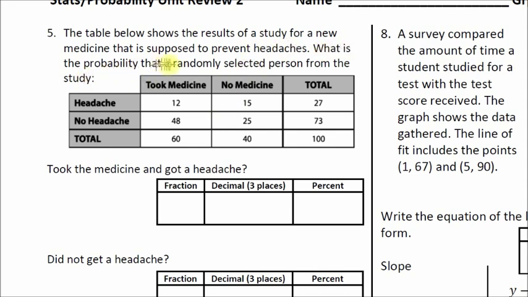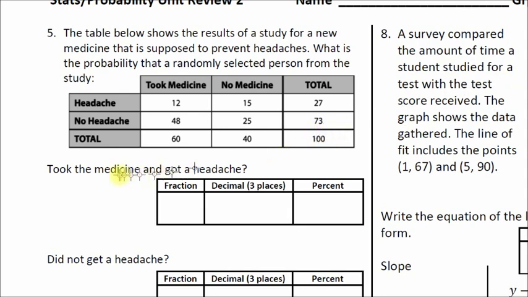What is the probability that a randomly selected person from the study, so every question after this is going to be selecting a random person from this group of 100 people surveyed, to figure out what the probability is that you'd pick a particular person from this group. So we've got columns, they took medicine or they didn't take medicine, and rows, they got a headache, they didn't get a headache. We see that we've got a total survey of 100 people here.